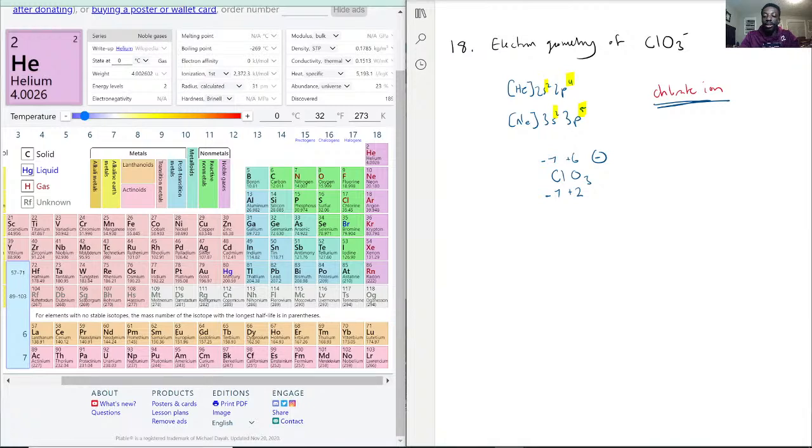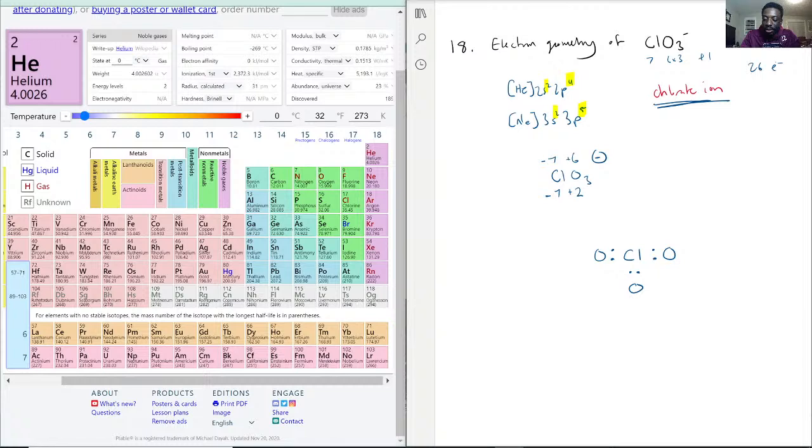So let's actually start going through. Chlorine has 7. Oxygen has 6 times 3, that's 18, plus 1 more electron, so that's 8 plus 18. We need 26 electrons. So let's start with chlorine in the middle, because it's the only one that's different and by itself. We have 3 oxygens.